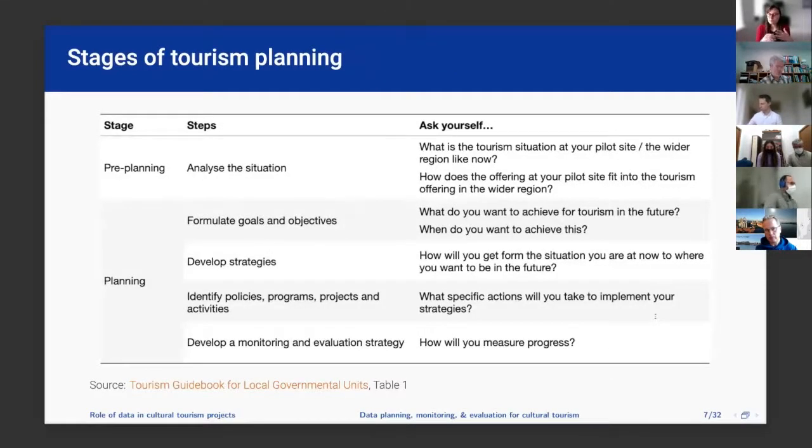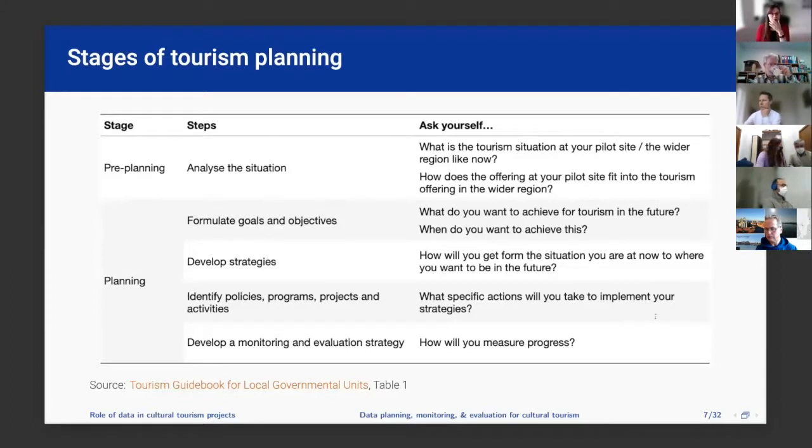So when we talk about the pre-planning and planning, what exactly are we talking about? In our pre-planning stage, we're really thinking about analyzing the situation on the ground as it is right now. What is the tourism situation at our pilot site and also in the wider region, and trying to understand how the tourism offering at our pilot site fits into that wider region.